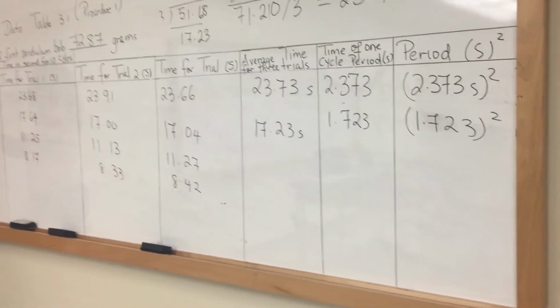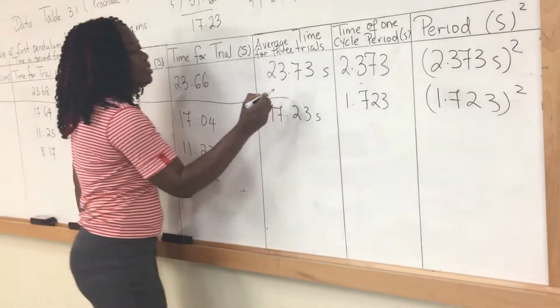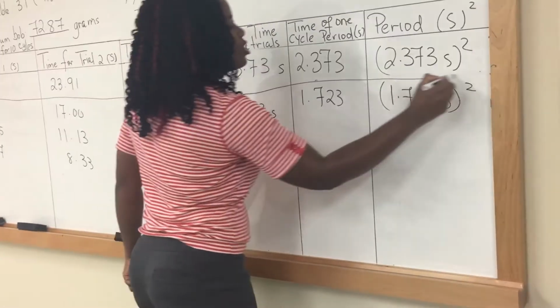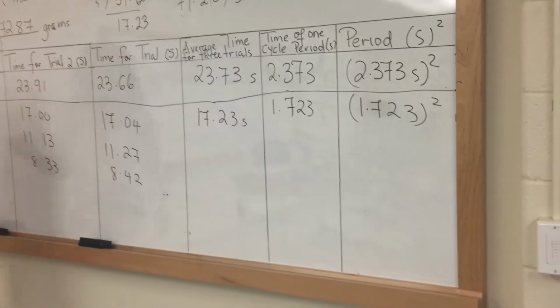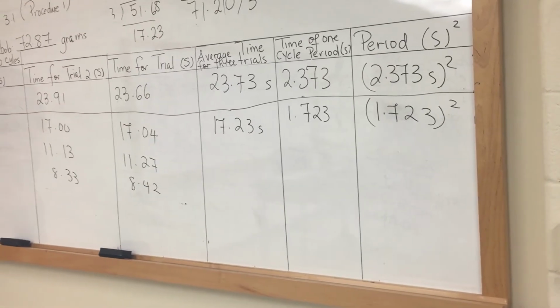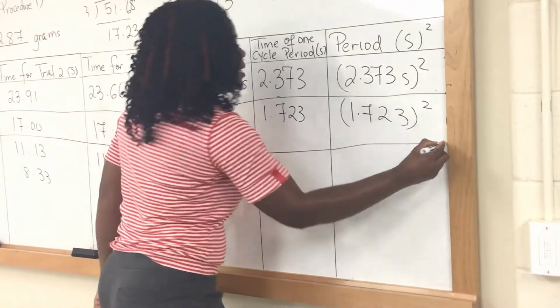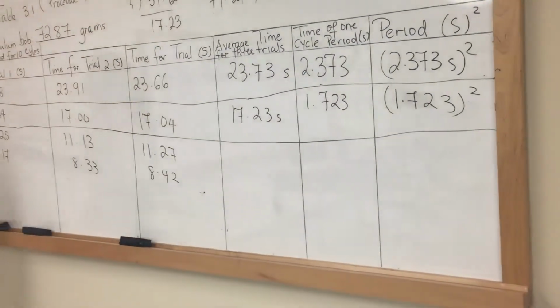So this is our procedure 1. This is the data for procedure 1. And I showed you how to complete the information for the first two data sets, and you will complete it for the other 2 data sets.